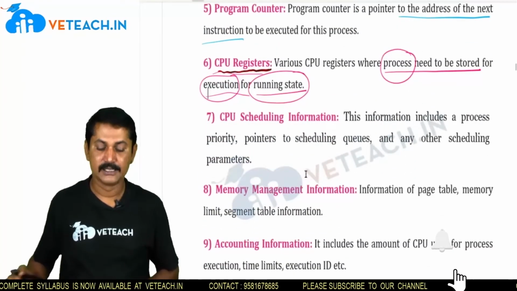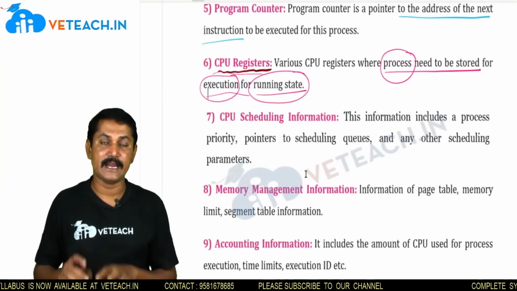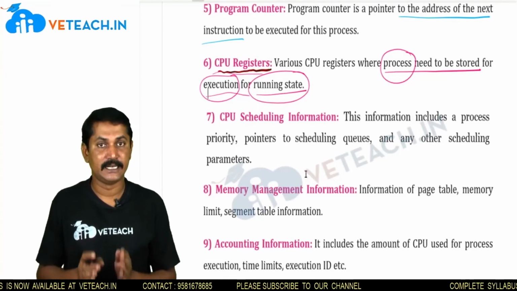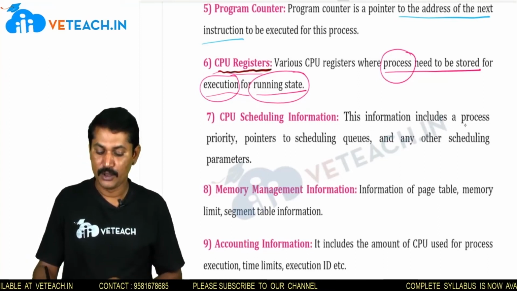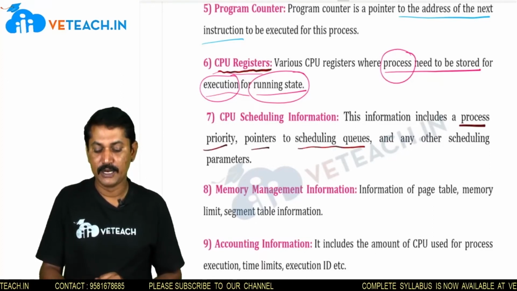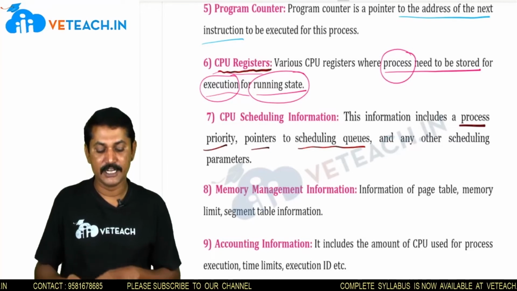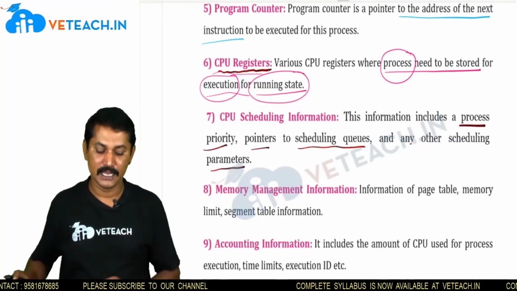Next one is CPU scheduling information. That means what is the scheduling criteria or architecture that is applied onto the processes. This information includes process priority, pointers to the scheduling queues, and if any other scheduling parameters are there, those are maintained in the scheduling information.